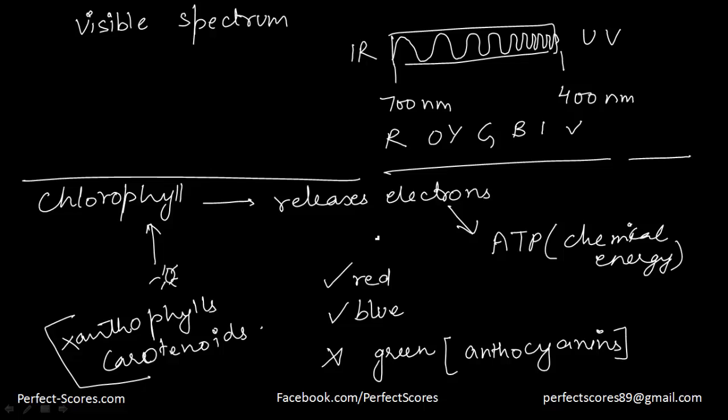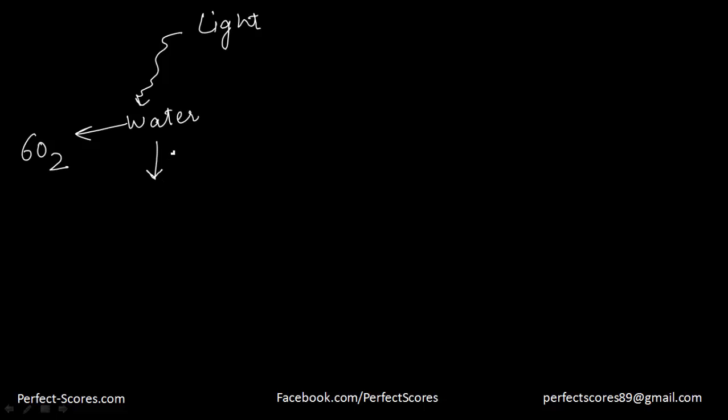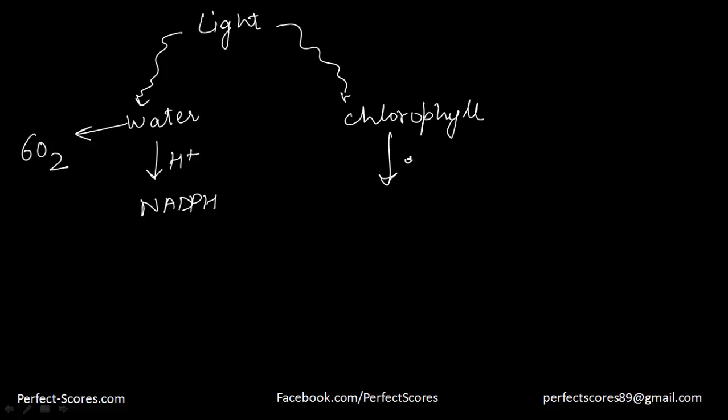And now what we are going to do is get a rough idea of how light is useful in photosynthesis. So light basically acts on the water. That is called photolysis because it gives rise to oxygen molecules and hydrogen ions. And these hydrogen ions are used for NADPH. And light also helps to excite the chlorophyll, which releases the electrons that are needed in ATP. And electrons also travel from water after its photolysis to the chlorophyll.